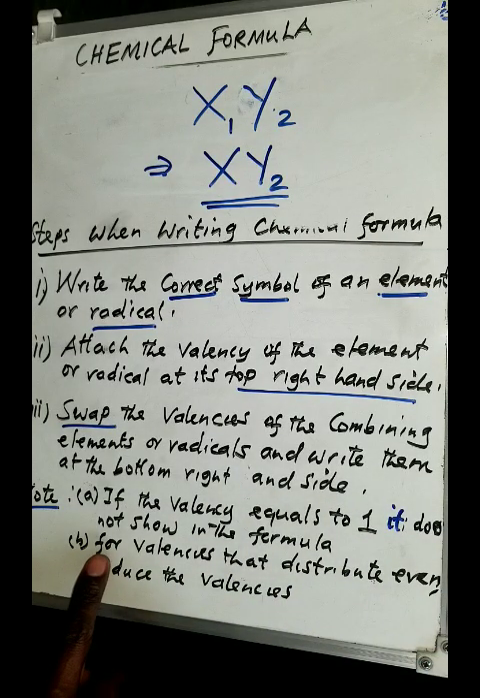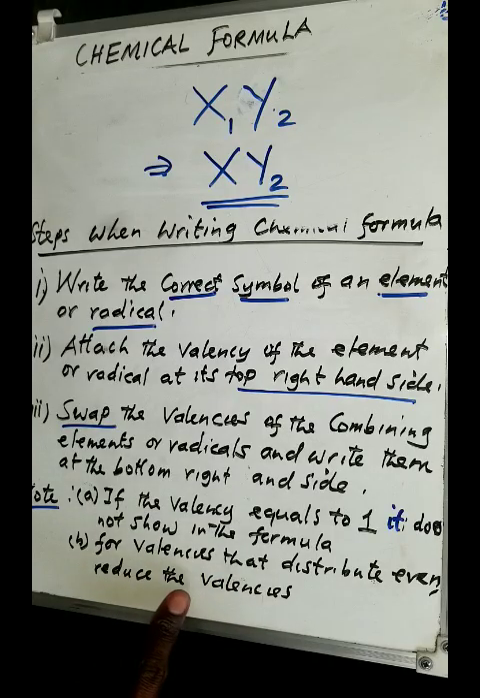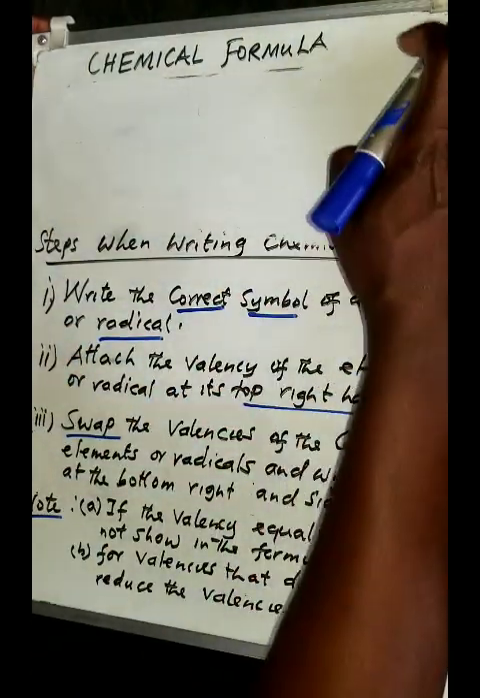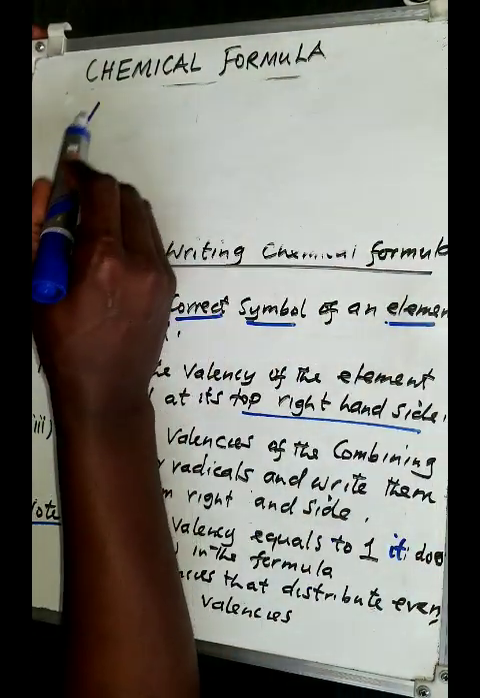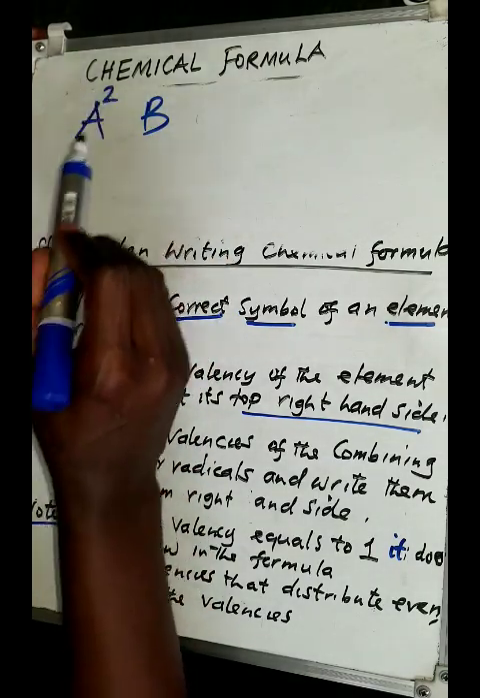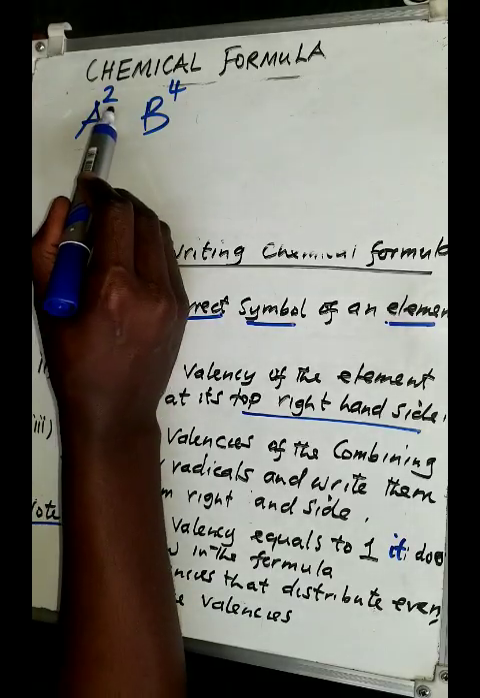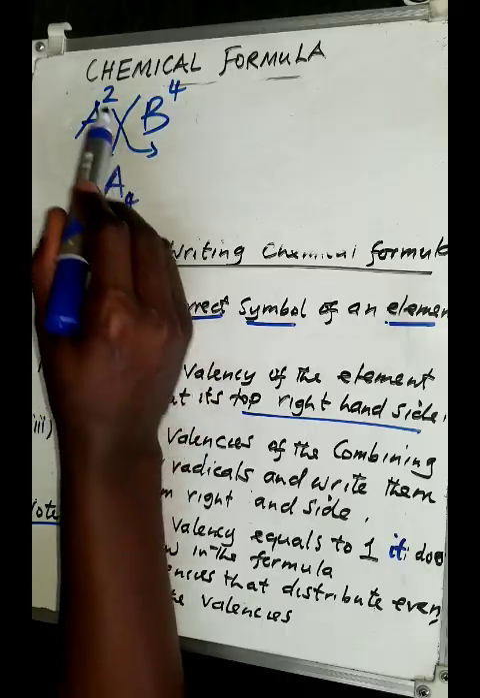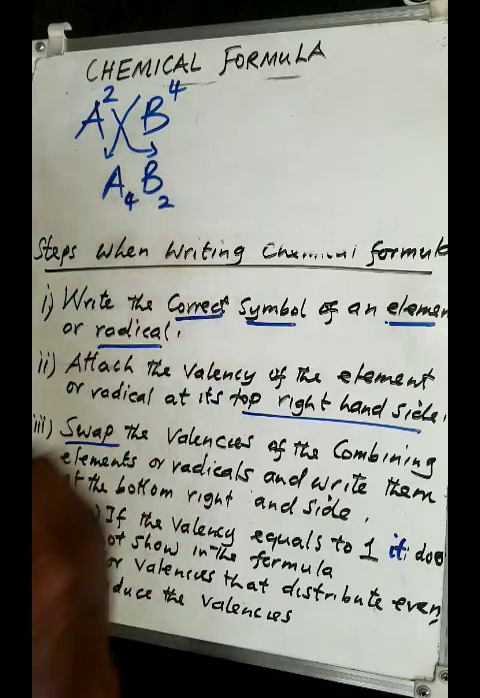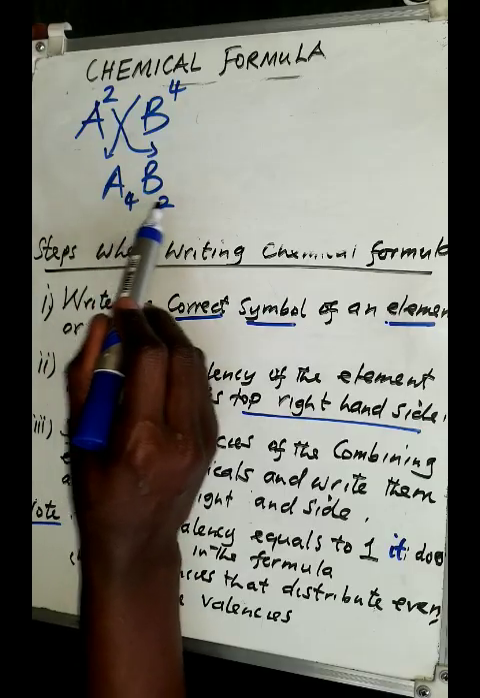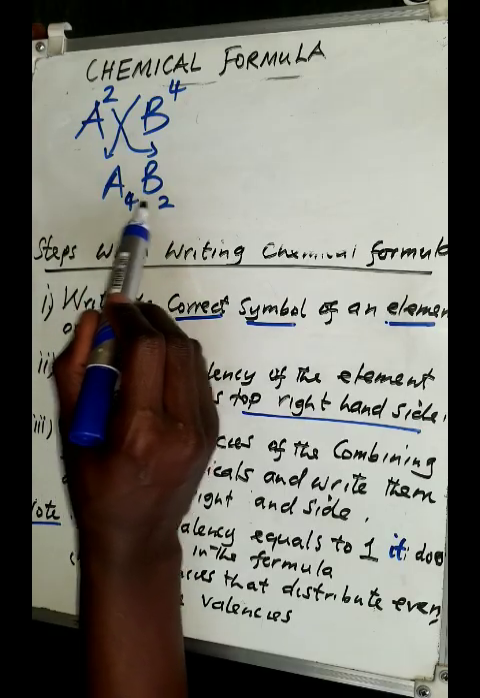Then the second note says for valences that distribute even, reduce the valences. So what do I mean when I say valences that distribute even? In other words, where a number can easily go into. For example, let me say if I've got element A and element B, and that is maybe a 2 and that is a 4. Remember, when we exchange the valences, it will be A, that 4 come at the bottom, and that 2 will go as a subscript to the B. But you can see that the number can be reduced. There's a number that can go there. What number? 2 can go there and 2 can go there.